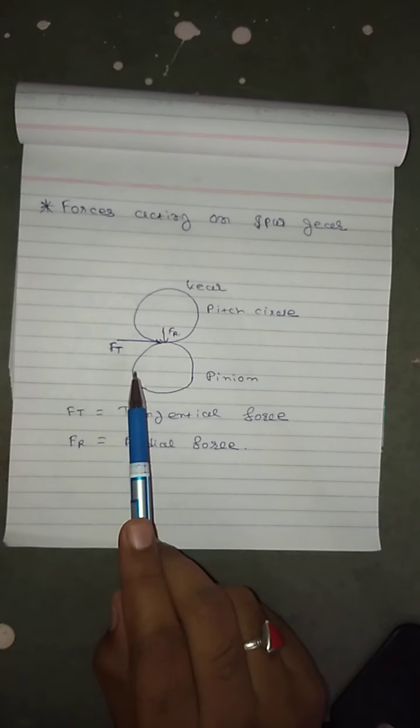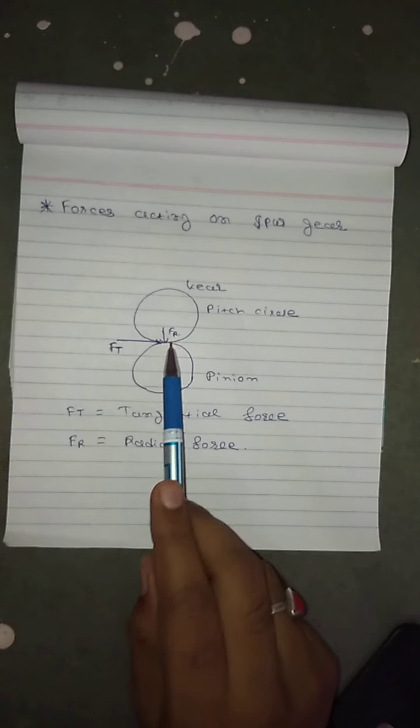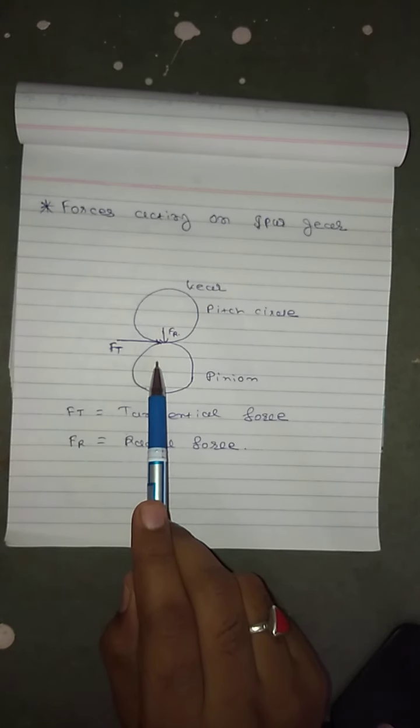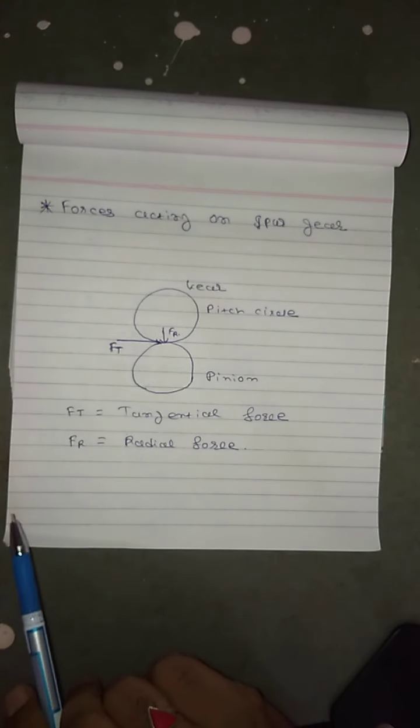In the same way, the reaction force from the pinion to gear acts with the same magnitude but opposite in direction. It is known as Ft for pinion and Fr for pinion.